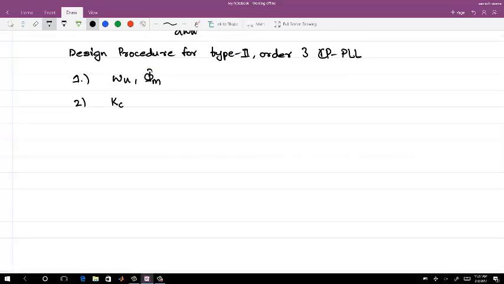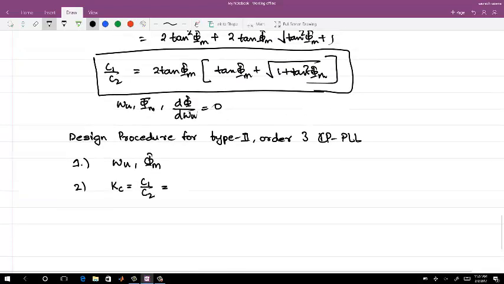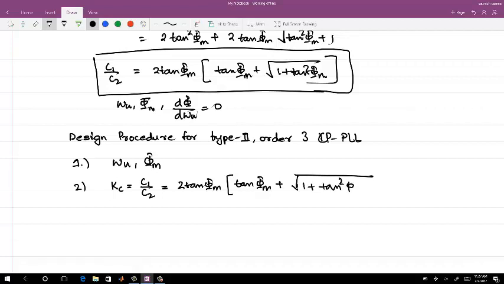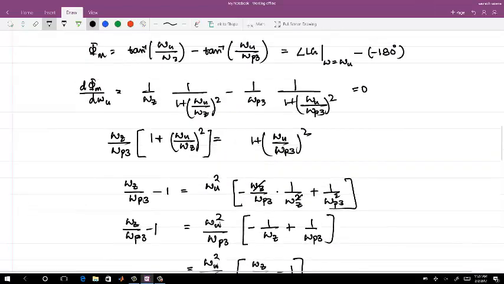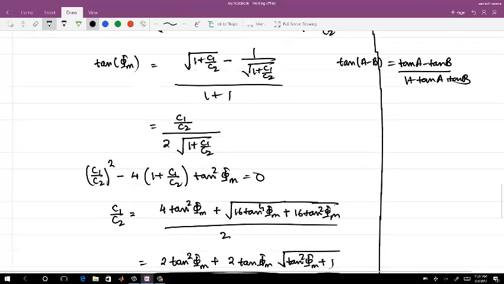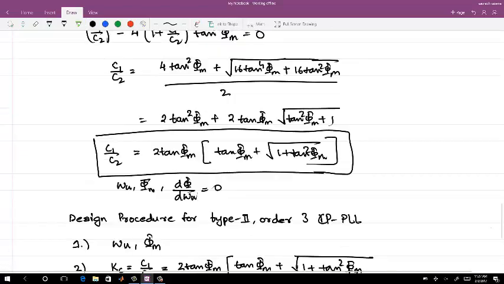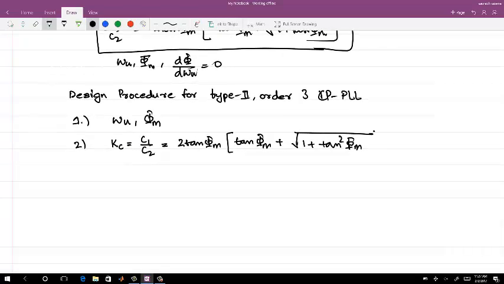let me define the term Kc equals C1 by C2. You got this value, 210 phi m into... So I write this equation, but please verify, and if something is wrong, let me know. Don't just use it as it is and then say, sir, this was wrong, so my PLL output was wrong. But the procedure is this only. Seems like I'm going a little bit fast on this.